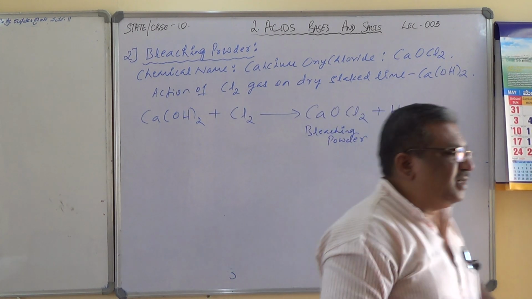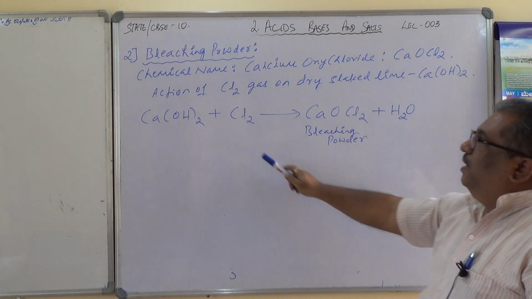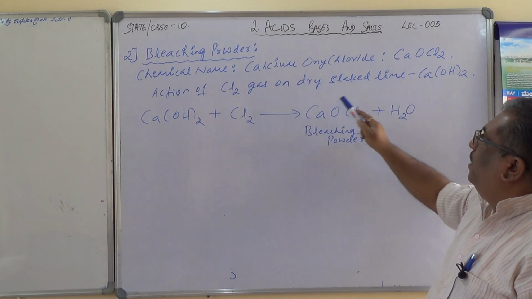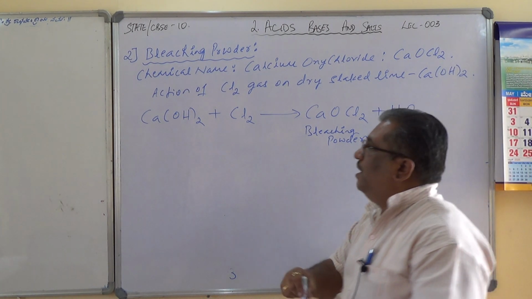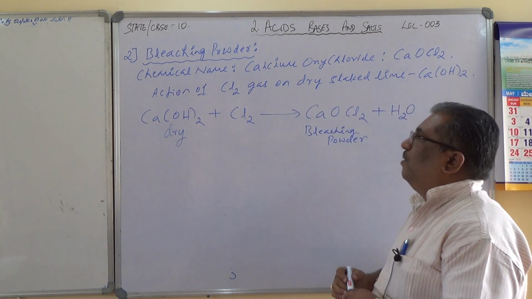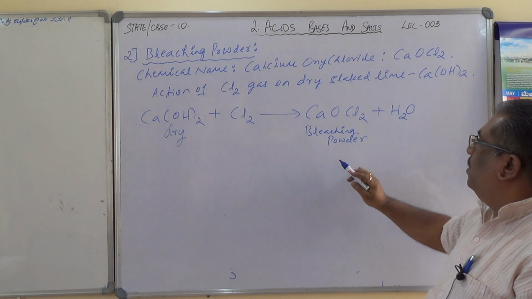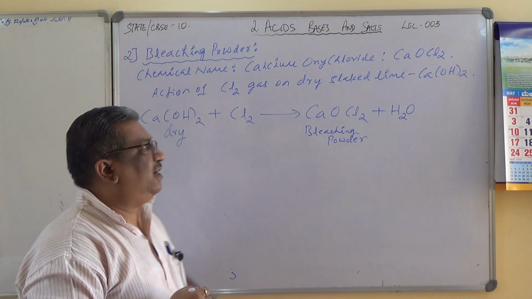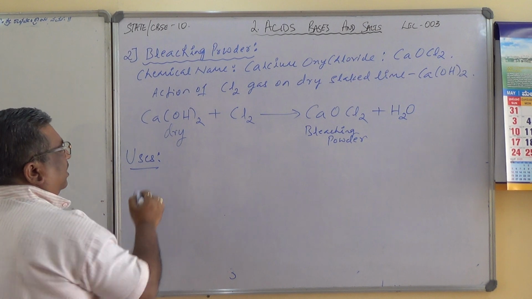I hope you are able to understand here. Very important thing is, how do you obtain the bleaching powder? Action of chlorine gas on dry slaked lime. It is called a dry slaked lime. It is not a calcium hydroxide solution we are taking, but it is dry here. So action of chlorine gas on a dry slaked lime results in production of bleaching powder. Okay, now let us understand the applications of bleaching powder, or the uses of bleaching powder. Let me change the pen now.